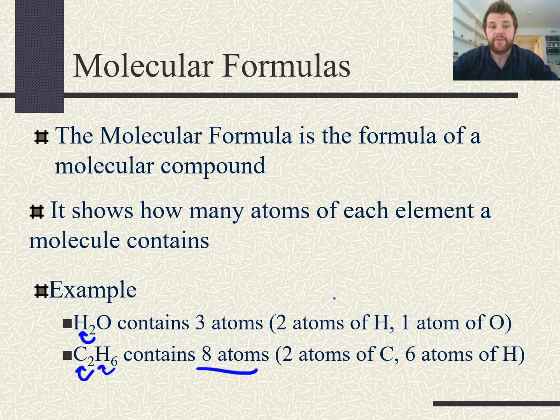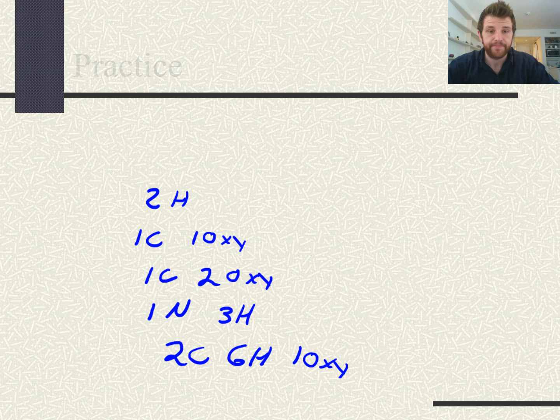Molecular formulas. This is a really quick review. So it shows how many atoms of each element are contained in the molecule. We talked about this a little bit with our ionic compounds. So for example, in water there are 3. Remember, the number behind the element is talking about how many there are. So there are 2 hydrogens and 1 oxygen. Here there are 2 carbons and 6 hydrogens, or 8 atoms total.